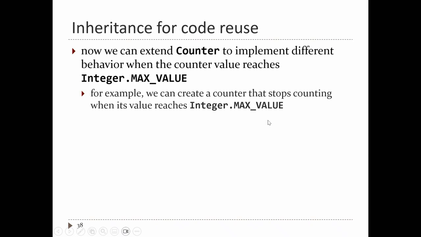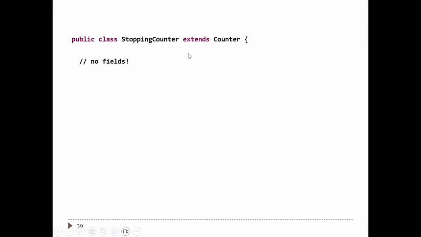You might have a score that caps at some maximum value, right? You can't go beyond a certain score. So I'm going to call it stopping counter, we're going to extend the counter class, right? So stopping counter extends counter, right? I don't need any new fields. I already have the value field in the counter class, right? So whatever you do, don't add a new field called value.